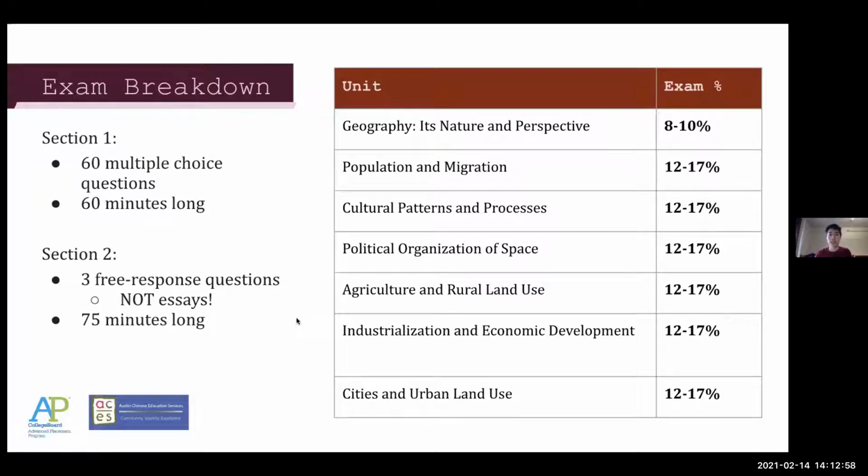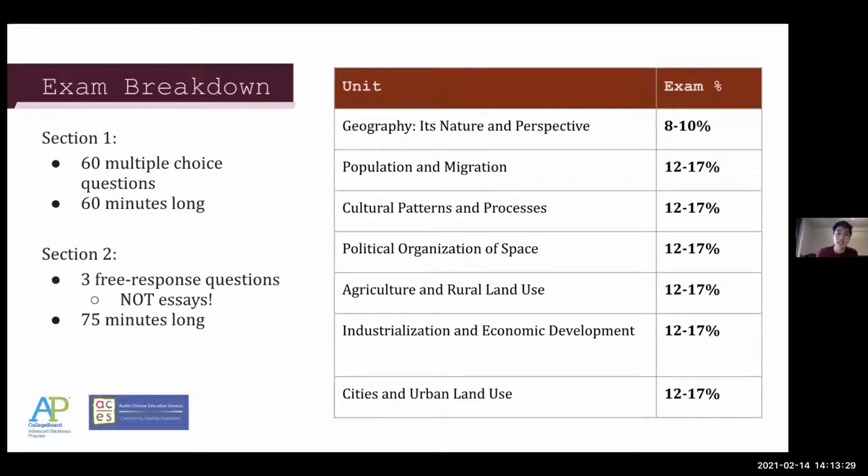For a brief exam breakdown, the AP Human Geography exam is broken into two sections. The first section is 60 multiple choice questions, and it's a total of 60 minutes long. So you only have on average 1 minute per question. This is definitely an area of improvement for a lot of students and something that we'll be focusing on, which is not only knowing how to answer the questions, but knowing how to answer them quickly.